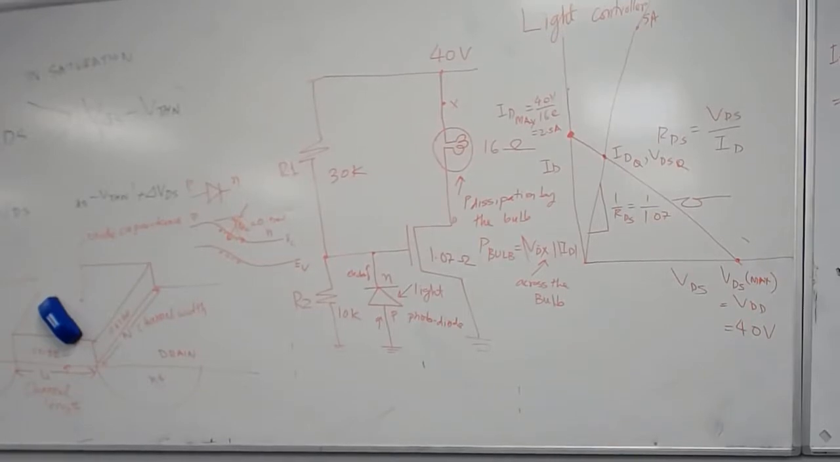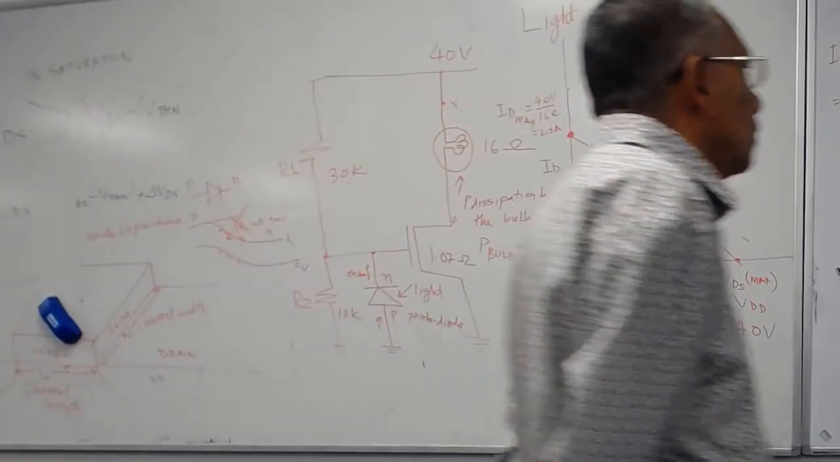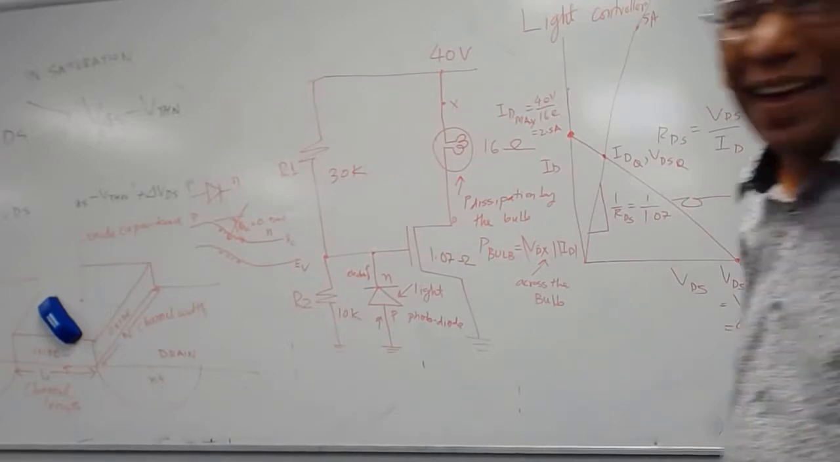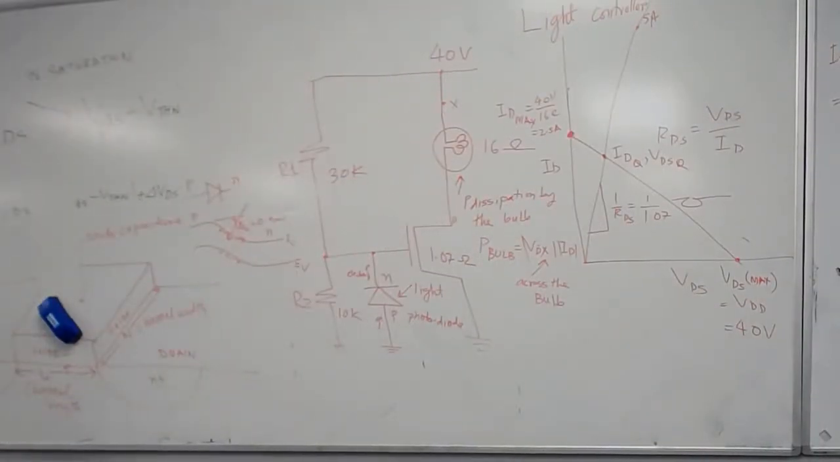What you do is you know the light bulb drops some voltage, right? And you know that the MOSFET itself is going to drop voltage, right? If you've got 1.07 ohms for the MOSFET, and then you've got 16 ohms for the light bulb, you see that's just two resistances.